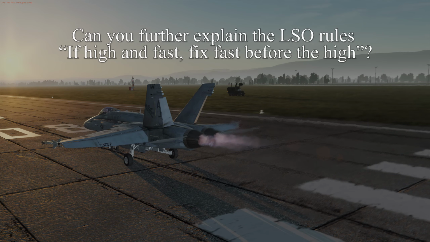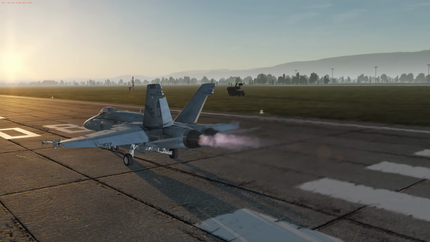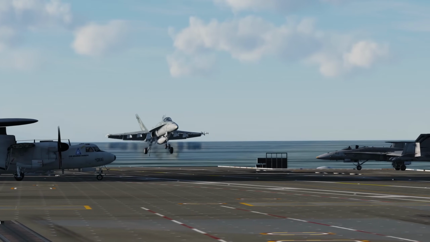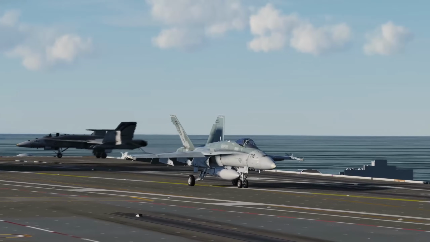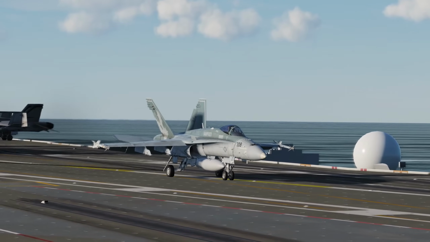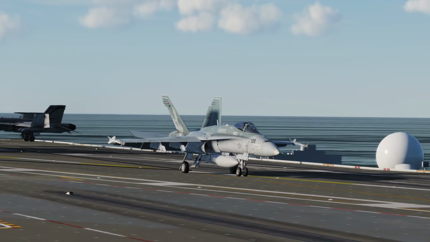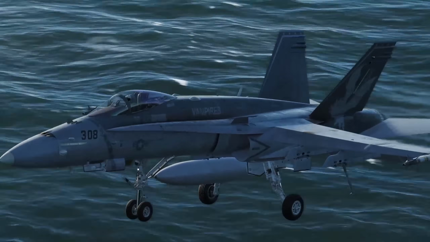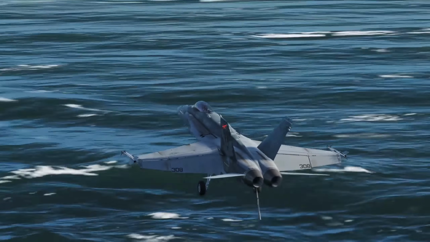Can you further explain the LSO rule, if high and fast, fix fast before the high? Increased speed means an increased descent rate to overcome later on. If you try to fix the high first, you will be at a low power setting with an increased descent rate, which means low spool up time and a lot of momentum to overcome. You will have a bad day.